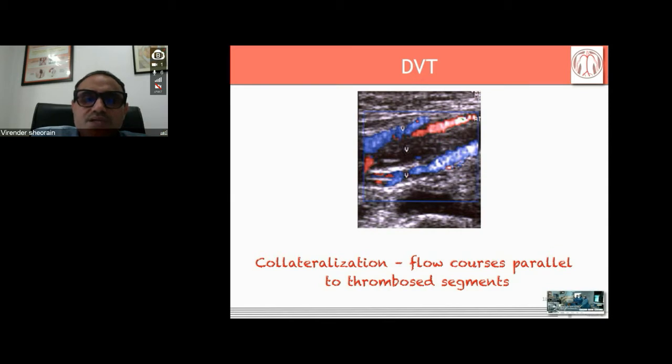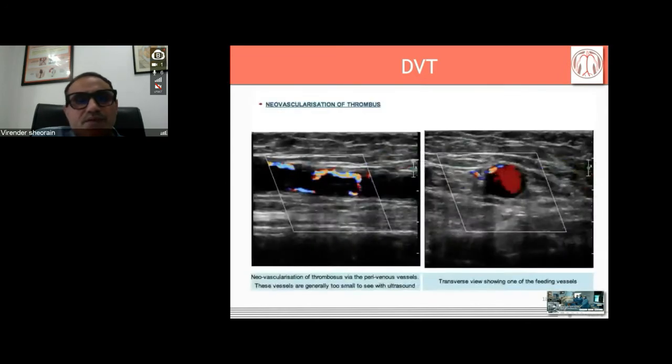collateralization, basically tiny channels, because blood has to somehow flow centrally. The flow courses parallel to the thrombosed segments. Again, a very good example. This is called neovascularization of thrombus. Neovascularization of thrombus via the perivenous vessels. These vessels are generally too small to see with ultrasound, but with a good machine, you can nicely visualize by basically doing an optimal setting. So as I told initially, that you should know your machine, and then it will be your great friend. Transverse view showing one of these, basically collateral or the feeding vessels.